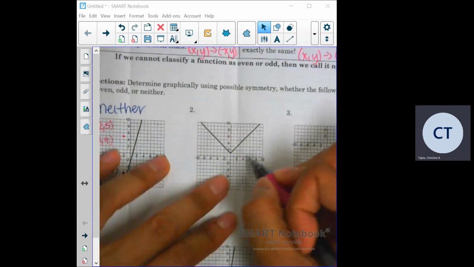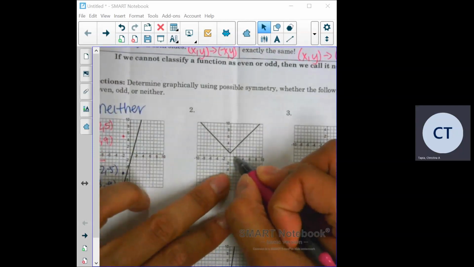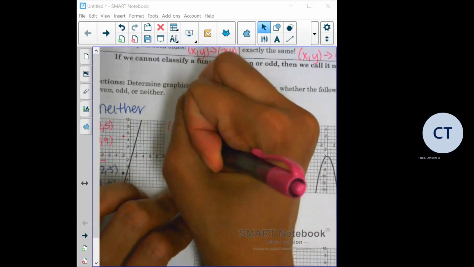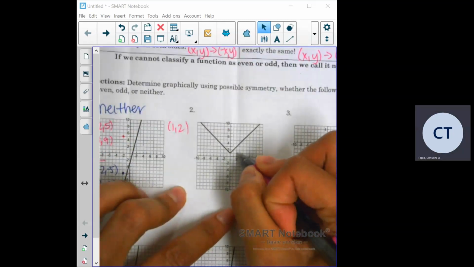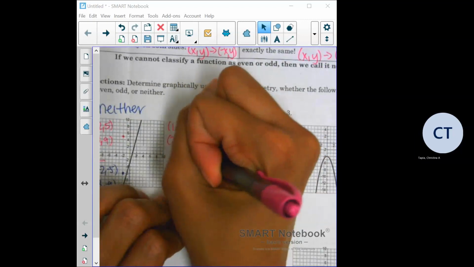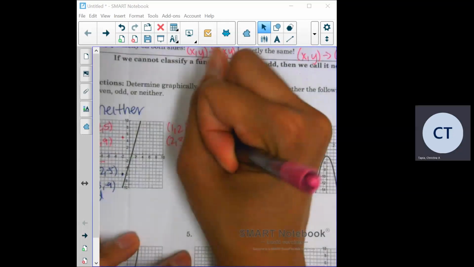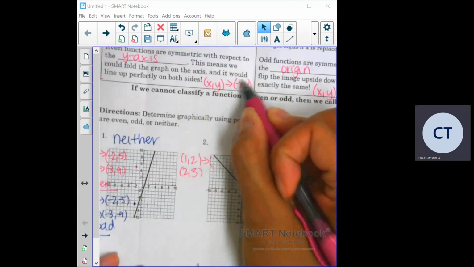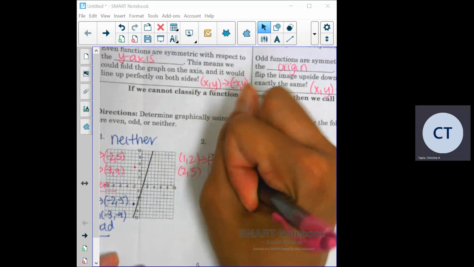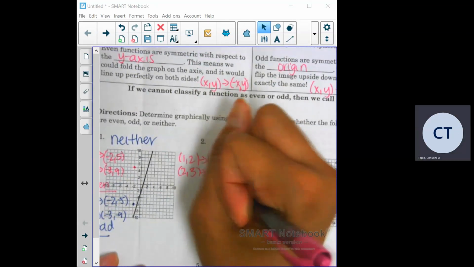The way that I double check, I'm thinking that it's even. I'm still going to pick 2 points. So let's pick 1, 2, and let's pick 2, 3. I usually will pick points on the positive side of my graph because it's easier to make those negative. Okay, so to see if it's even, I only make the x's negative. So -1, 2, and then -2, 3.